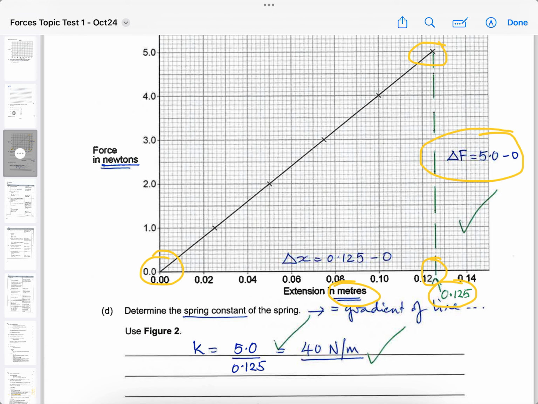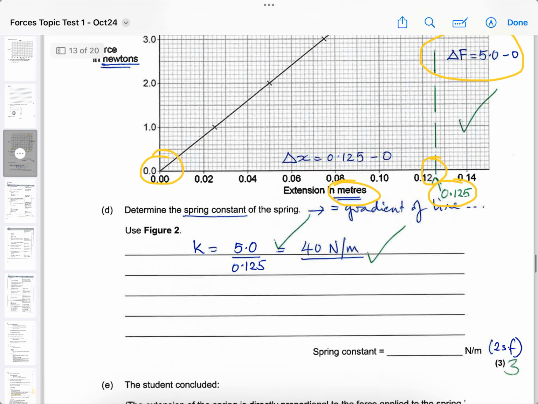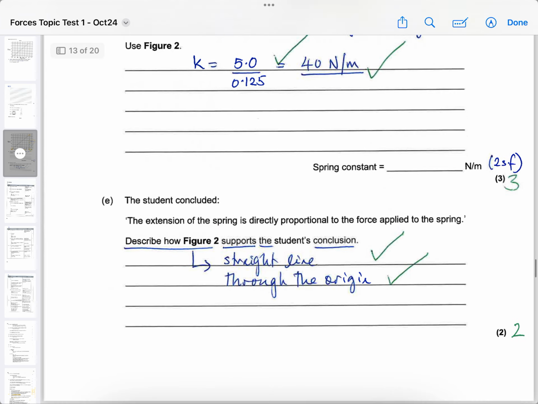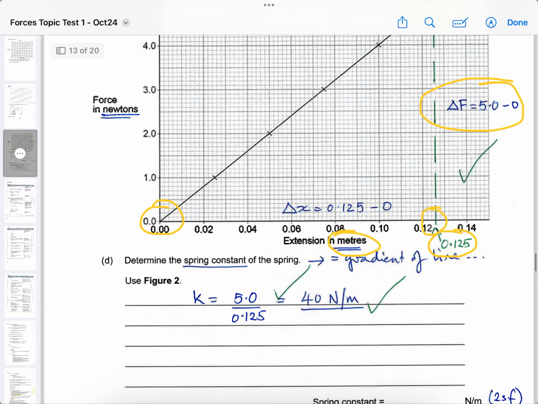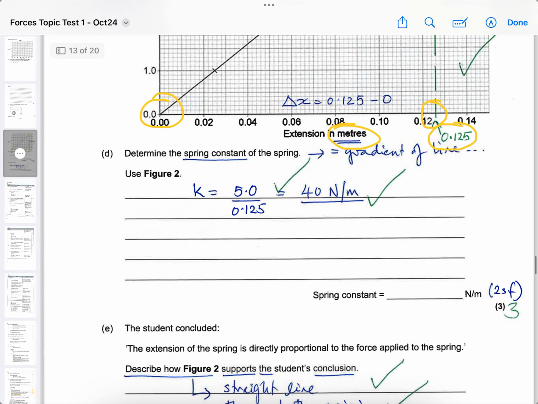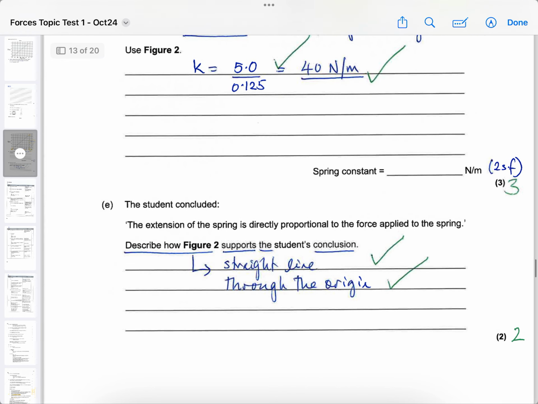You divide the 5, which is the ups, the delta y, the change in the y part of the graph, divided by the change across the x-axis, and it will give you 40 newtons per meter to two significant figures. Okay. All right, so that's how you get the 3 marks. Show your data, put the numbers in correctly, get the answer out with the units which are given to you.